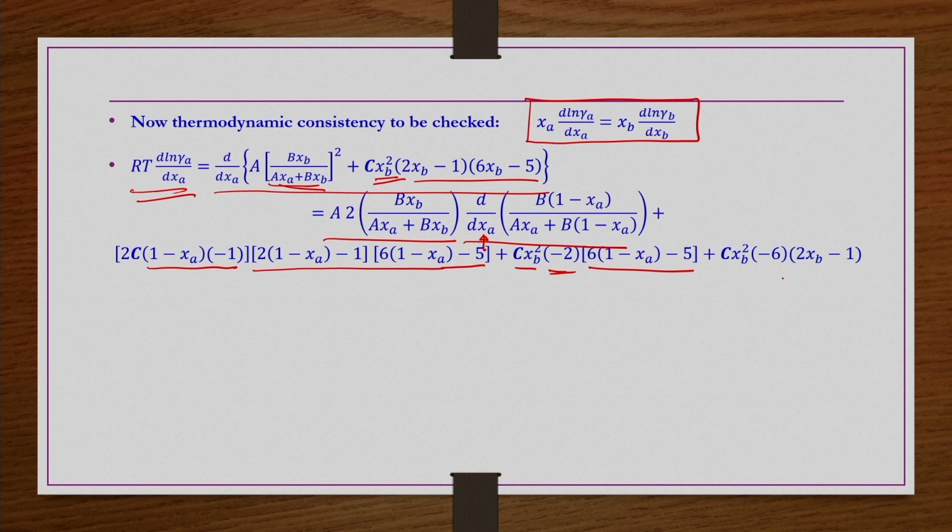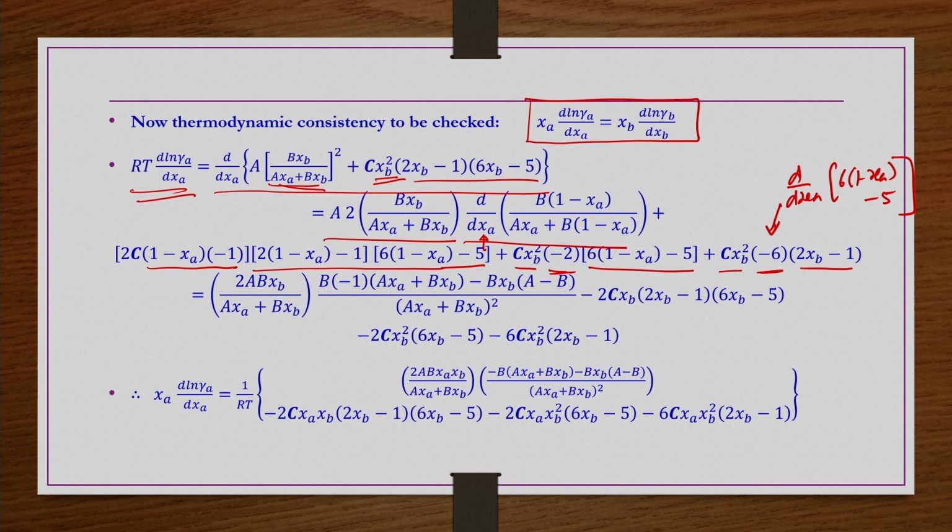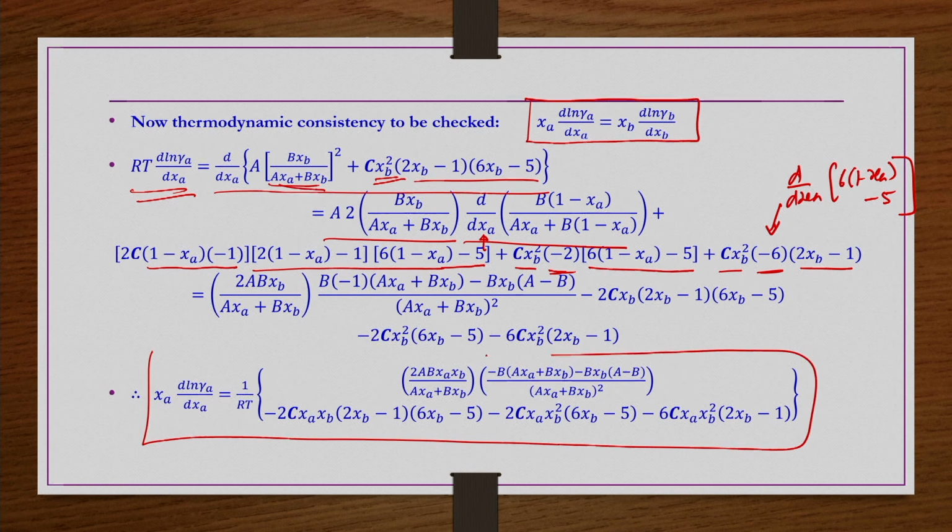Similarly, C xb square and then the 2 xb minus 1 terms are the same, and then differentiation of the third term, that is d by dxa of 6 into 1 minus Xa minus 5, is nothing but minus 6. So, that is what we are having. Now, if you rearrange this equation, you will get simply this term, quite a lengthier term. You do not need to simplify further anyway.